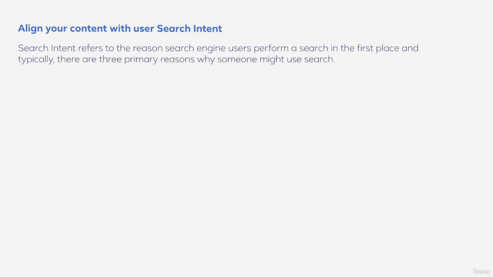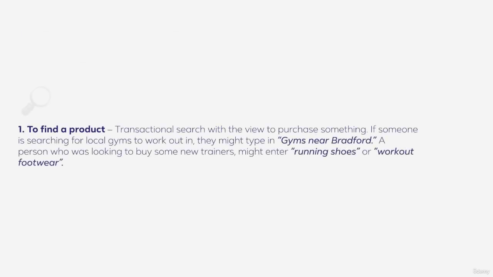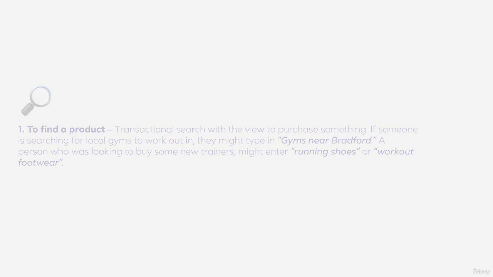Align your content with user search intent. Search intent refers to the reasons search engine users perform a search in the first place, and typically, there are 3 primary reasons why someone might use search. 1. To find a product. Transactional search with a view to purchase something. If someone is searching for local gyms to work out in, they might type in "gyms near Bedford." A person who is looking to buy some new trainers might enter "running shoes" or "workout footwear."